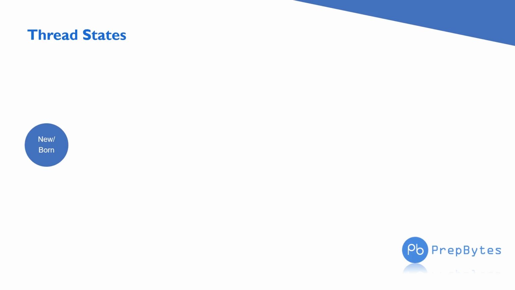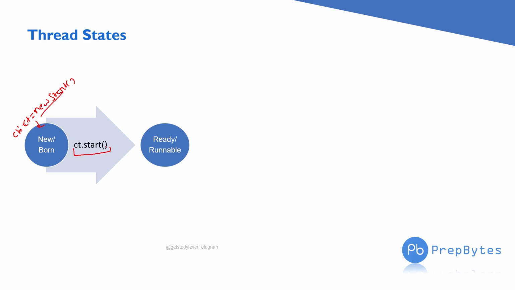If I draw a diagram, first it will be newborn. When will it be newborn? When I am creating that object, for example, child thread, CT equals new ChildThread. At this point of time, it is newborn. Then when I write ct.start, after I write ct.start, a new thread is created and it is ready, runnable. That is, it is ready to be running.